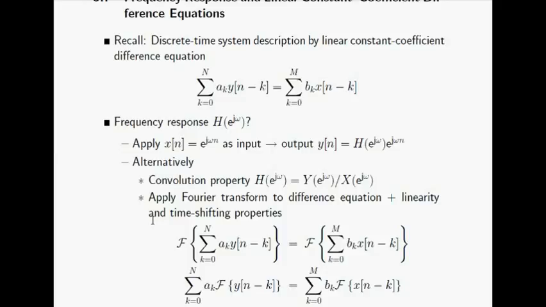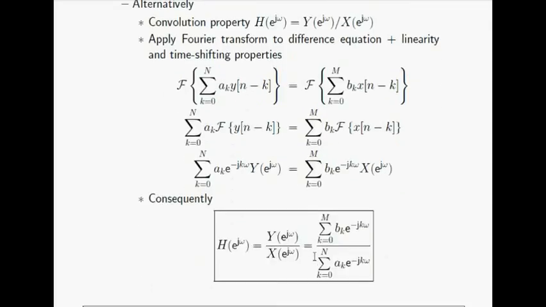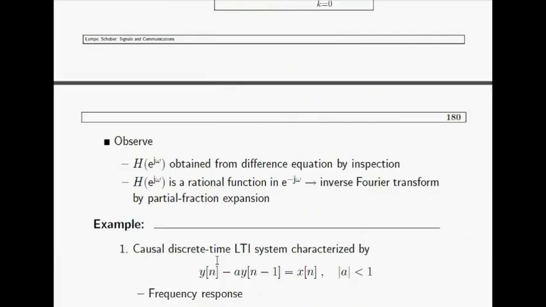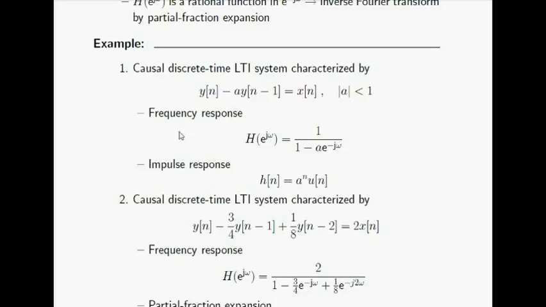If I apply the Fourier transform to the difference equation, using linearity and time shifting properties, it gives e^{−jkω} Y(e^{jω}) and e^{−jkω} X(e^{jω}), and other things remain the same. Consequently H(e^{jω}) will be the summation k equals 0 to M of b_k e^{−jkω} upon the summation k equals 0 to N of a_k e^{−jkω}. A few things to observe: H(e^{jω}) is obtained from the difference equation by inspection, and it is a rational function of e^{−jω}.